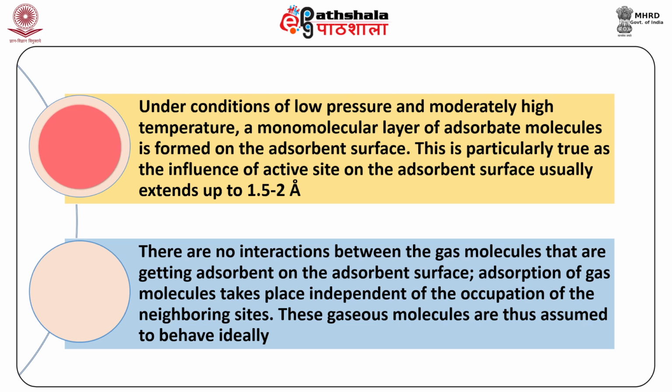Number 5. Under the conditions of low pressure and moderately high temperature, a monomolecular layer of adsorbate molecules is formed on the adsorbent surface. This is particularly true as the influence of active site on the adsorbent surface usually extends up to 1.5 to 2 angstroms. Number 6. There are no interactions between the gas molecules that are getting adsorbed onto the adsorbent surface. That is, adsorption of gas molecules takes place independent of the occupation of the neighboring sites.